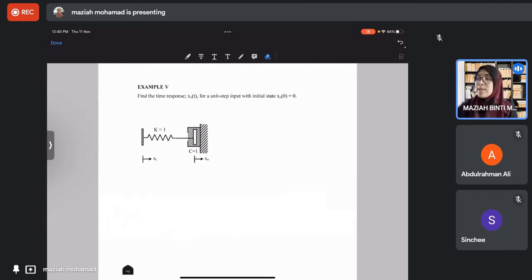Alright. So let's see how to use the steps just now. I showed you 7 steps just now, and we're going to apply them onto this example 5.